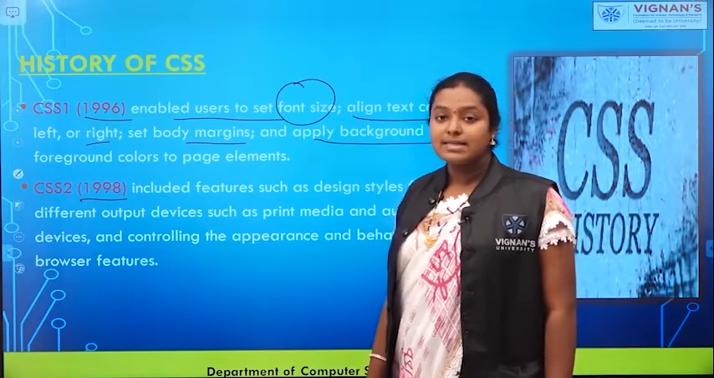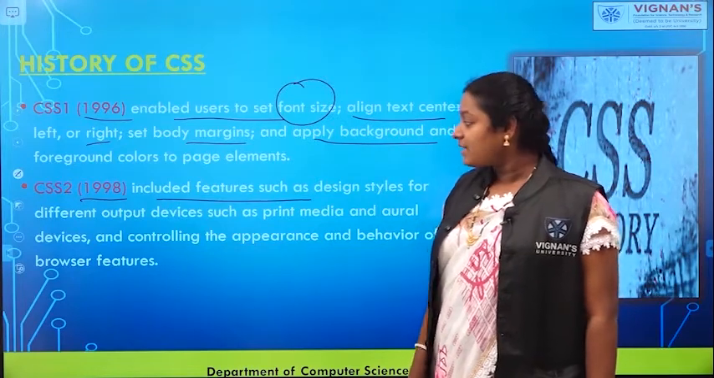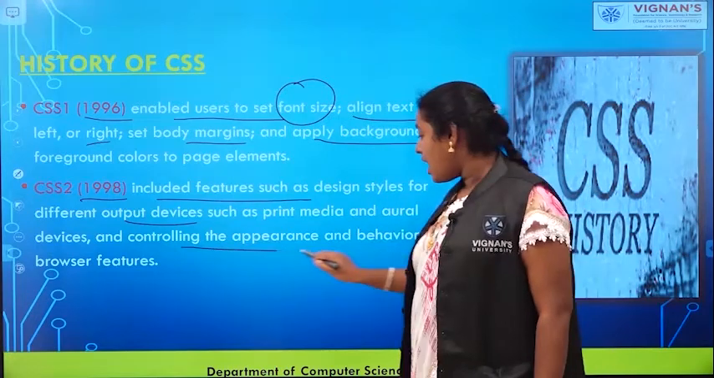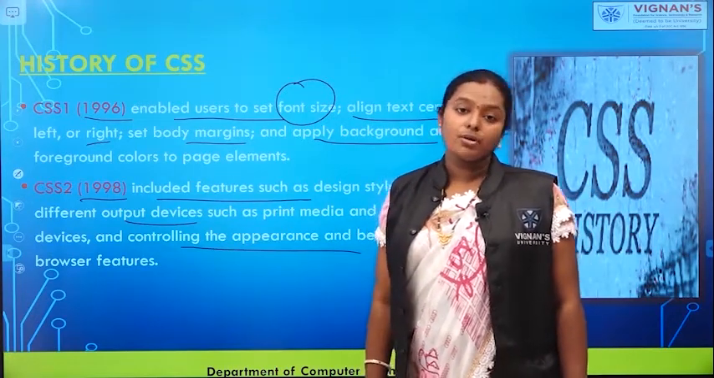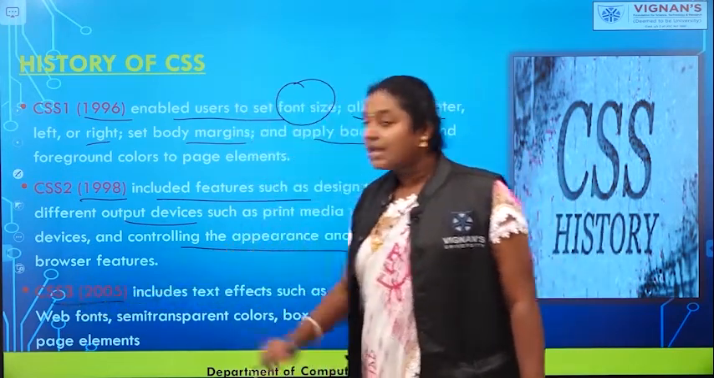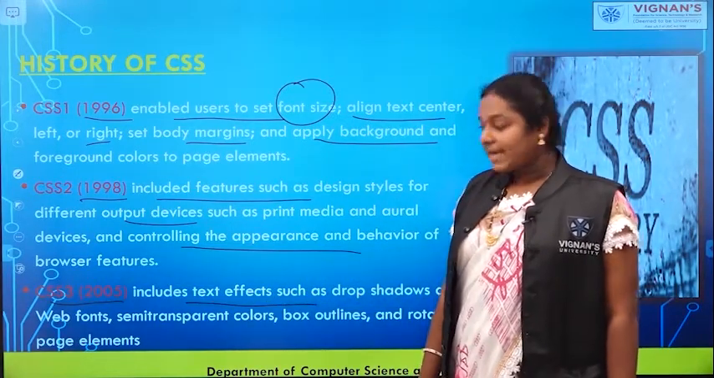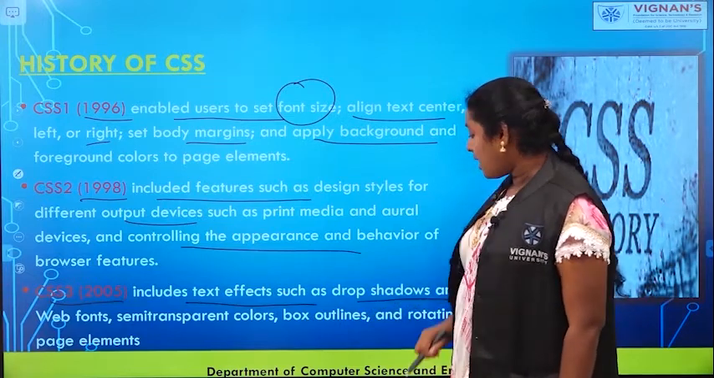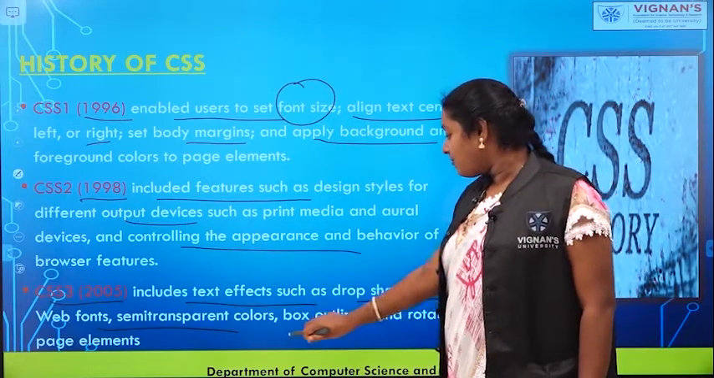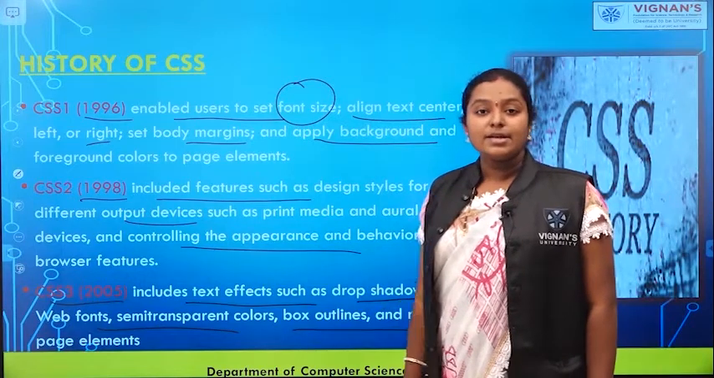The second version came in the year 1998. It is termed CSS2. It included features such as applying different styles for different input and output devices, and controlling the appearance and behavior of your browser features. The next one is CSS3. It came in the year 2005. Here you are able to apply different effects to your text, like drop shadows, web fonts, semi-transparent colors, box outlines and rotating page elements. So this is about the history of CSS.